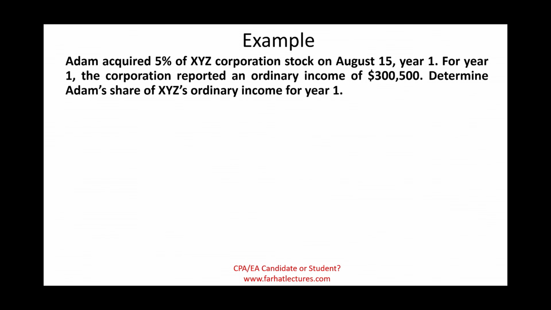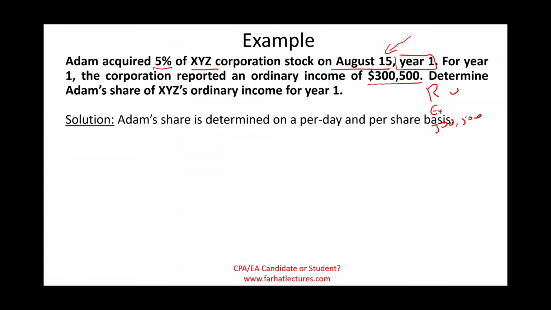Let's start with this simple example. Adam acquired 5% of XYZ Corporation stock on August the 15th, year 1. For year 1, the corporation reported ordinary income of $300,500. It means they counted their revenues minus their operating expenses and they came up with $300,500. Determine Adam's share of this amount. Well, it's 5%. However, remember, Adam acquired the company August the 15th. Therefore, we have to be very careful in prorating the days. So Adam's share is determined on a per day and per share basis.